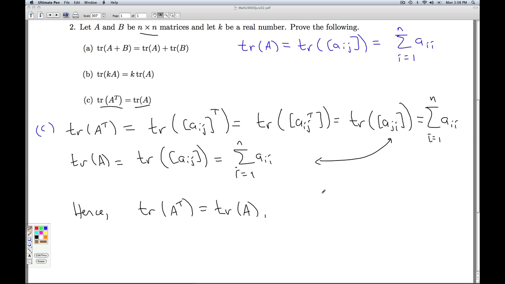You may wonder how the trace behaves under matrix multiplication. Well, that's take home 2. This will do it for checkpoint quiz 2.